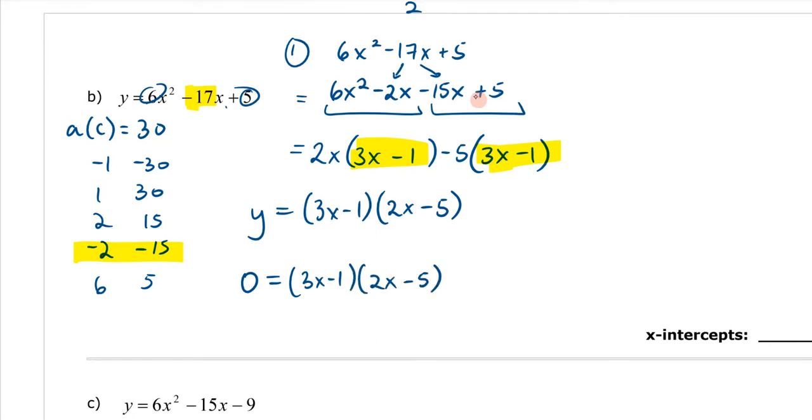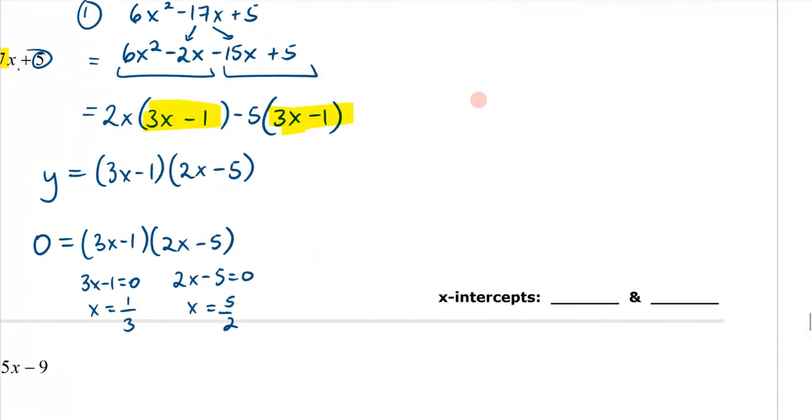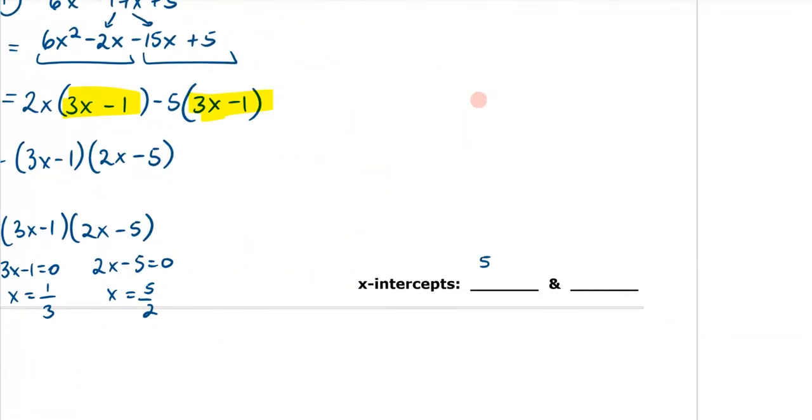So to get a factor of 0, let's say 3x minus 1 equals 0, x equals 1. If I add 1 to both sides and then divide it by 3, 1 over 3. Over here, 2x minus 5 equals 0. Solve for x. X equals 5 over 2. So my x-intercepts are 5 over 2 and 0, and 1 over 3 and 0. Keep the fractions.